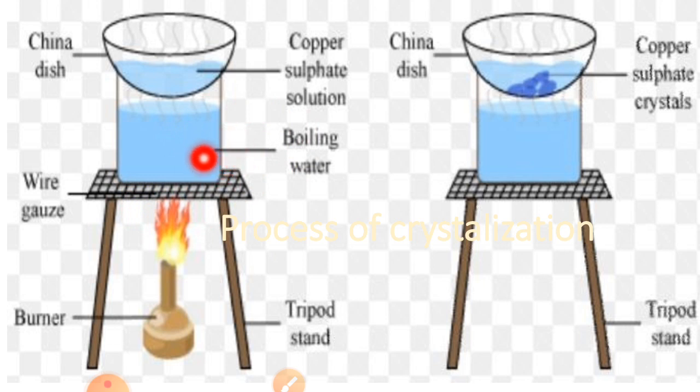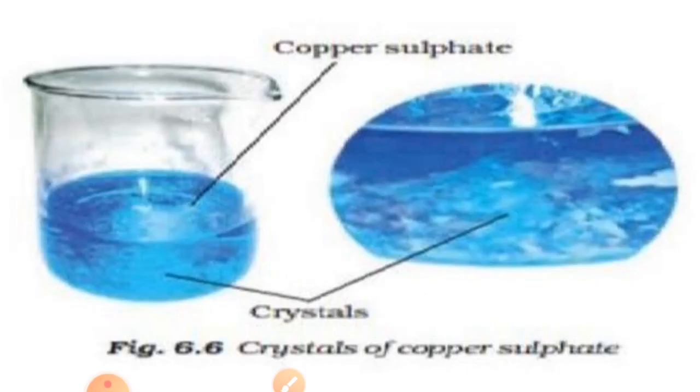Continue adding copper sulfate powder till no more powder can be dissolved. Filter the solution and allow it to cool. Do not disturb the solution when it cools. After cooling, you can find the crystals of copper sulfate. When you look closely, you can see the crystals of copper sulfate in the beaker.